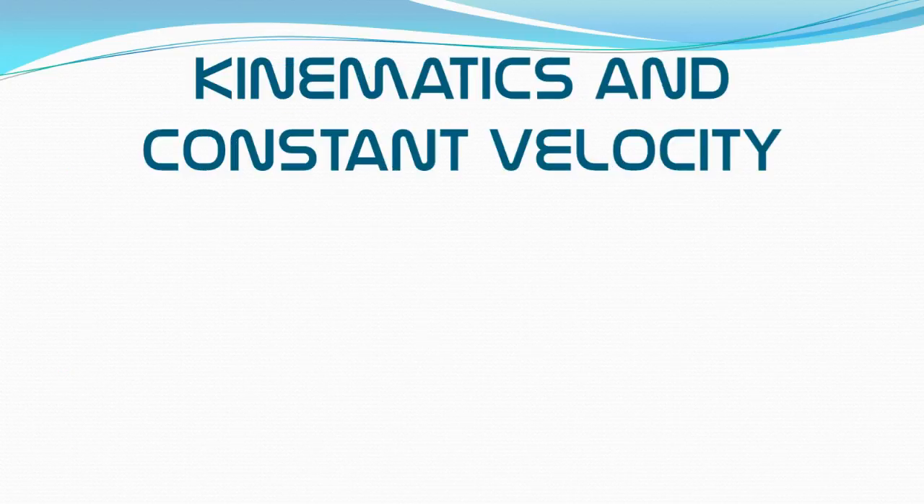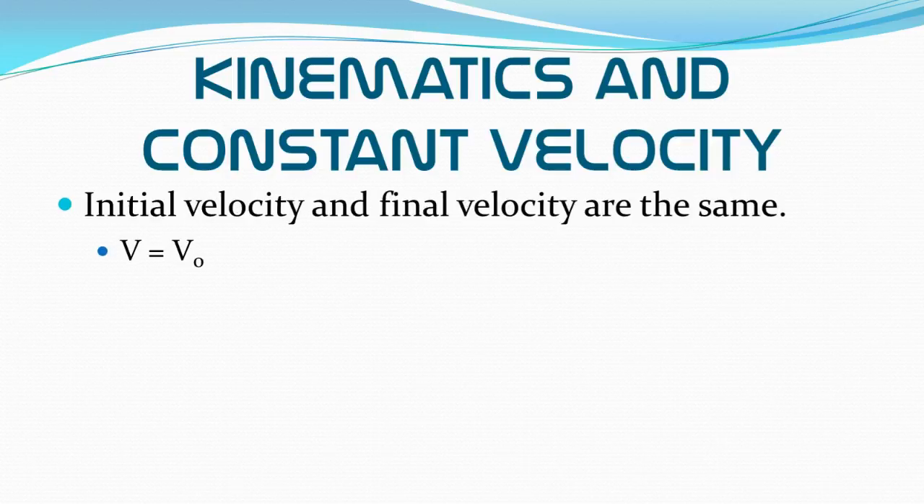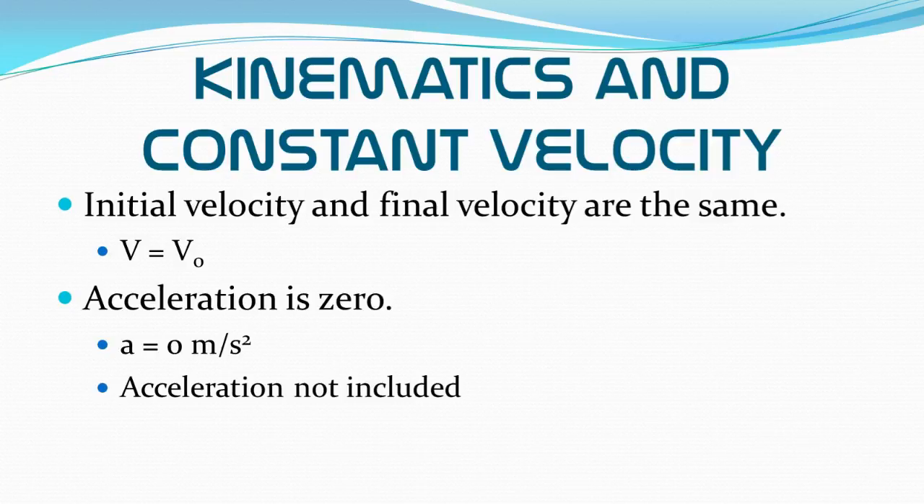If you're doing a kinematic equation problem and you know you have constant velocity, there are a couple things that you can start off with. Initial velocity and final velocity are the same. If you know the final velocity is 5 meters per second, the initial velocity is 5 meters per second as well, and vice versa. Acceleration is 0. In this case, we're going to assume that the acceleration is usually not included.